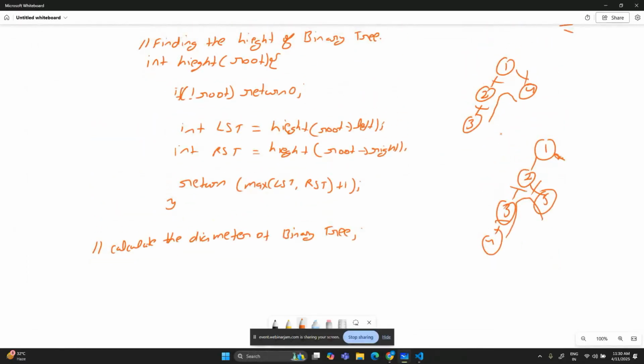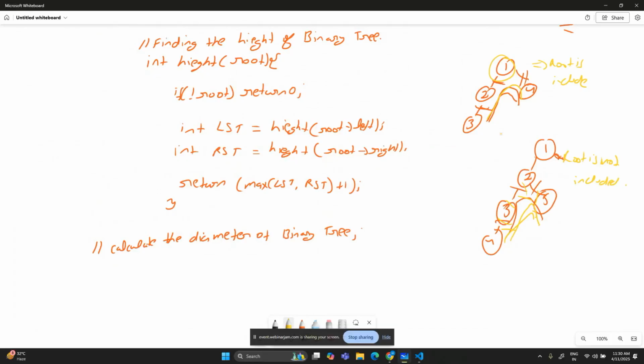Class, these are the two trees, 1, 2, 3, 4, and the other 1, 2, 3, 4, 5. In this case the diameter is 1, 2, 3, and in this case the diameter is also 1, 2, 3. In both cases the diameter is 3, but in this case, when we are calculating the diameter, the root is included. But in this other case, the root is not included.